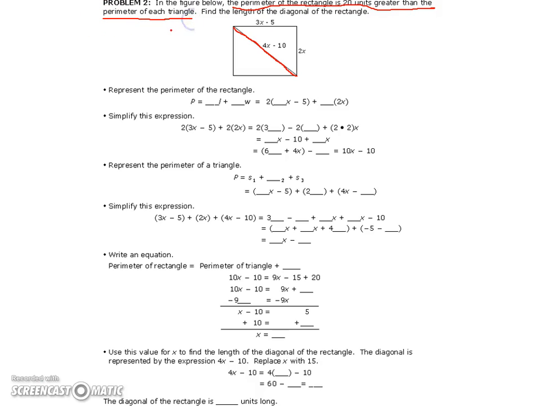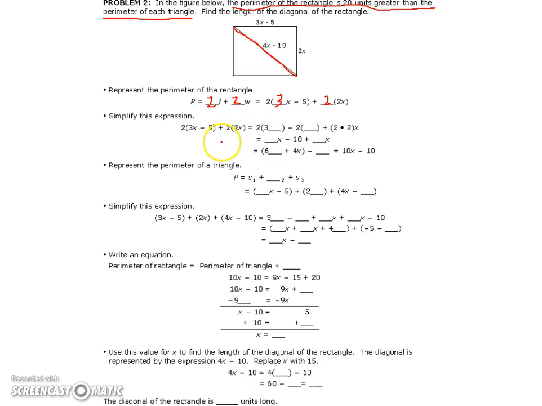So let's begin this problem by finding an expression that would represent the perimeter of the rectangle and one that would represent the perimeter of the triangle. So for a rectangle, we have the formula perimeter is equal to 2L plus 2W. So my L is 3x minus 5. So our length for this rectangle is going to be 3x minus 5. So we're going to have 2 times (3x minus 5), and our width will be 2x. So we'll have 2 times 2x.